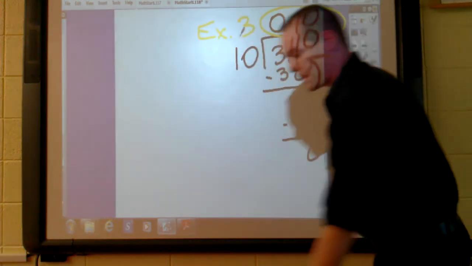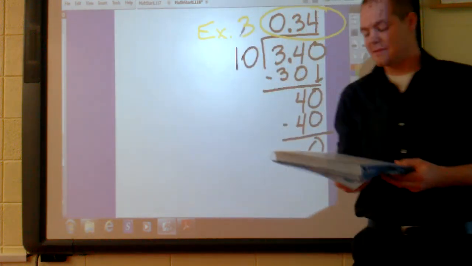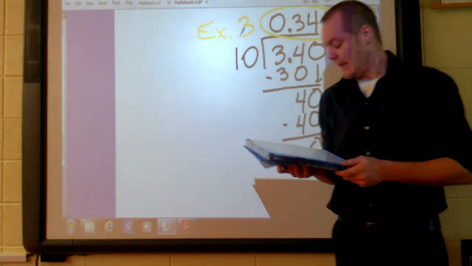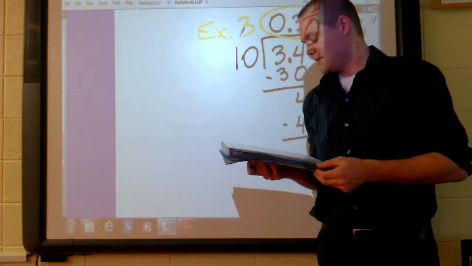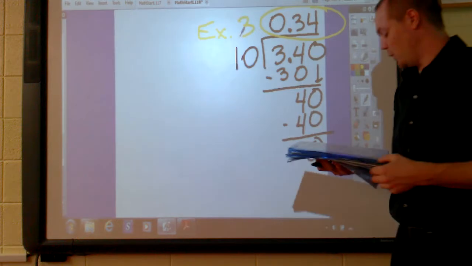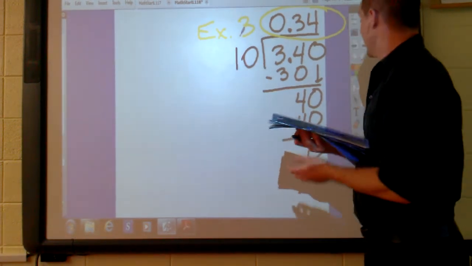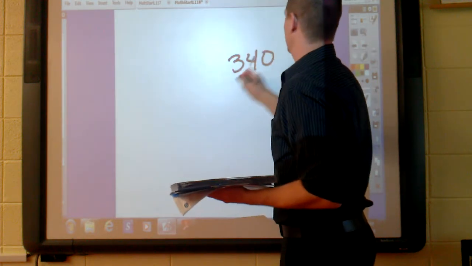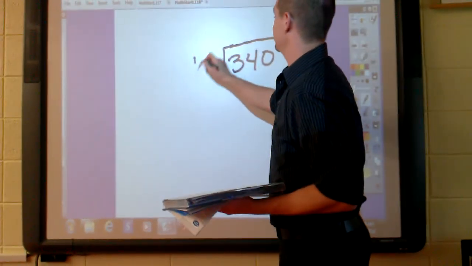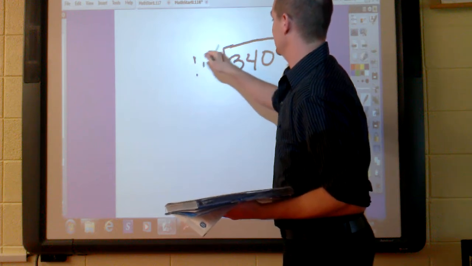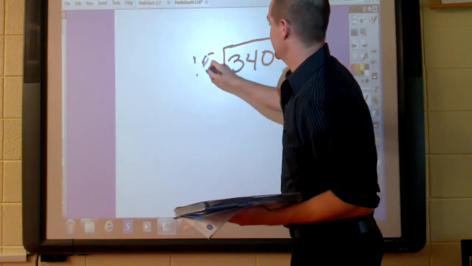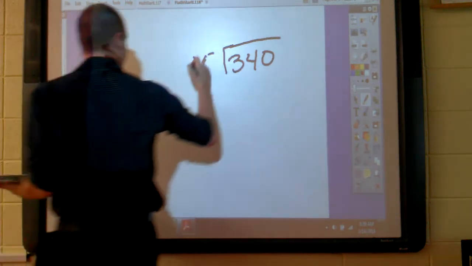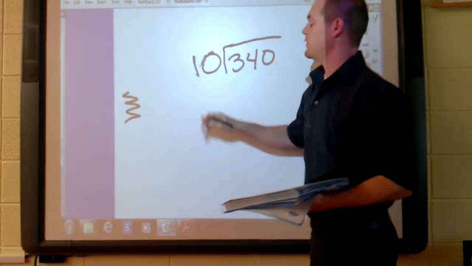Example 3. Okay, we've got another new concept we're going to add today. When we divide by 10, we find that the answer has the same digits, but the digits have shifted one place to the right. And they show 340 divided by 10. There we go. Okay, so 340 divided by 10.